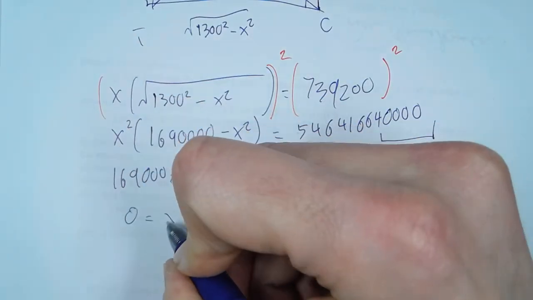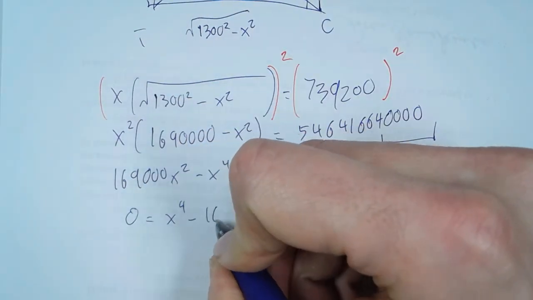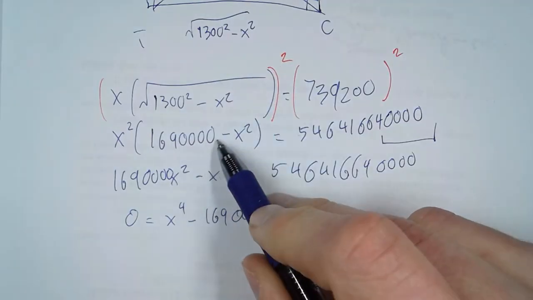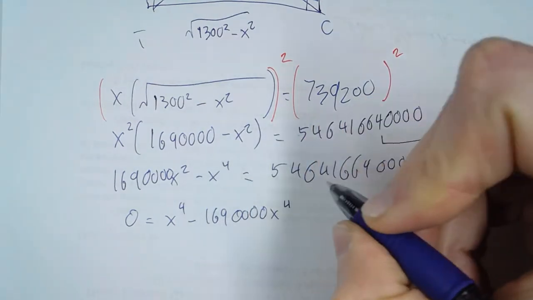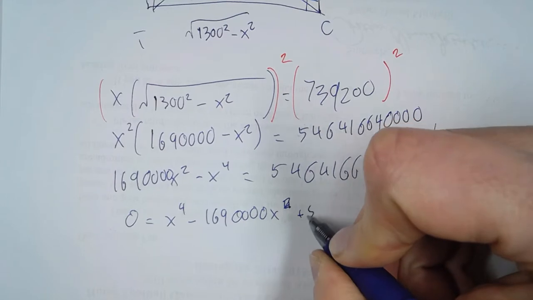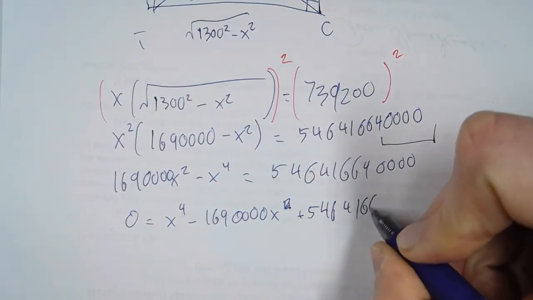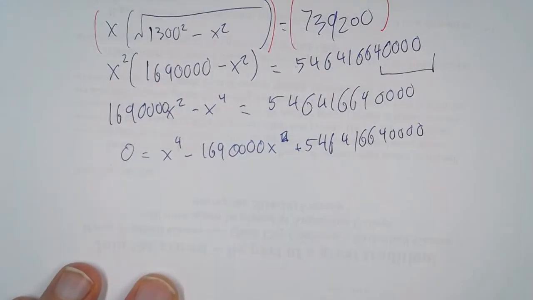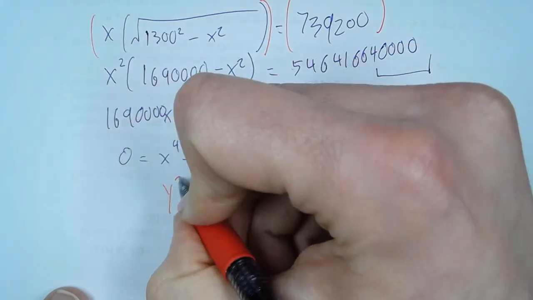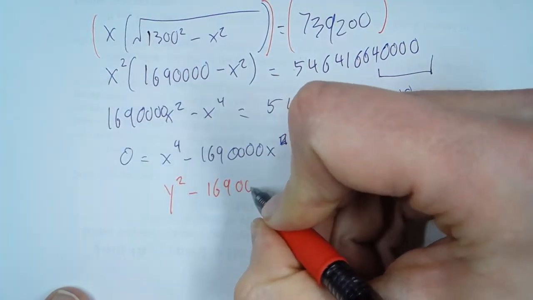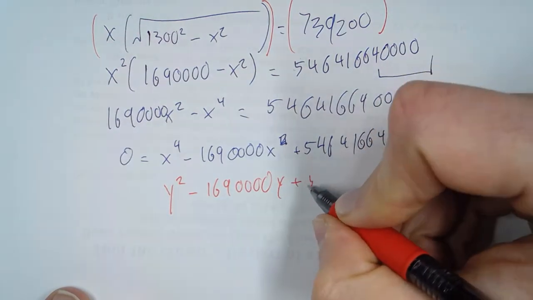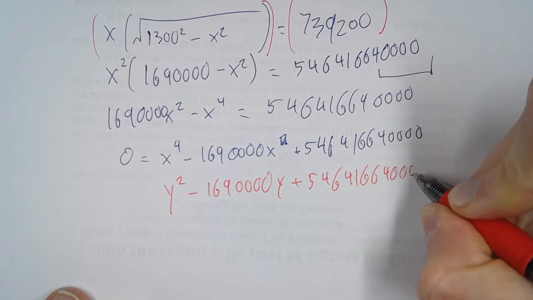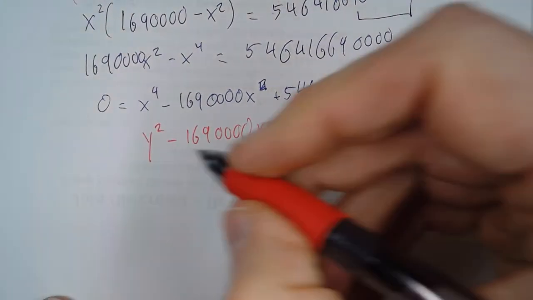And so we're going to get this all over on one side. We're going to treat this like a quadratic, even though it's technically to the fourth. Oops, that should be an extra zero there. There should be 4 of them. So x to the fourth minus 169,000 x squared plus 54641,664,000. And so we treat this like a quadratic by replacing x squared with y: y squared minus 169,000 y plus 54641,664,000. And the easiest way to do this is with the quadratic formula.